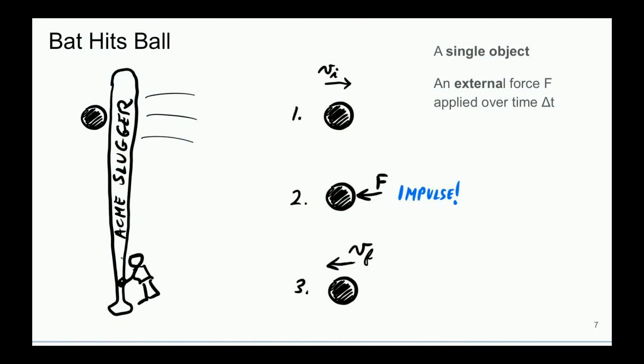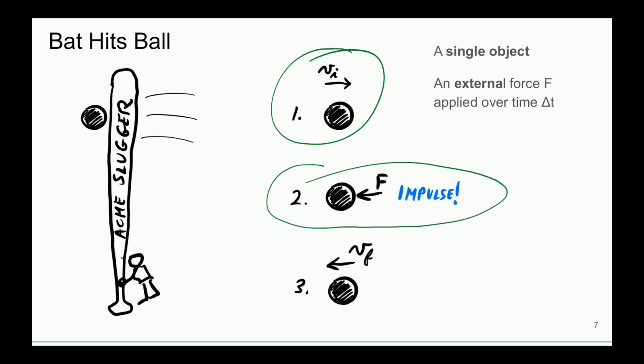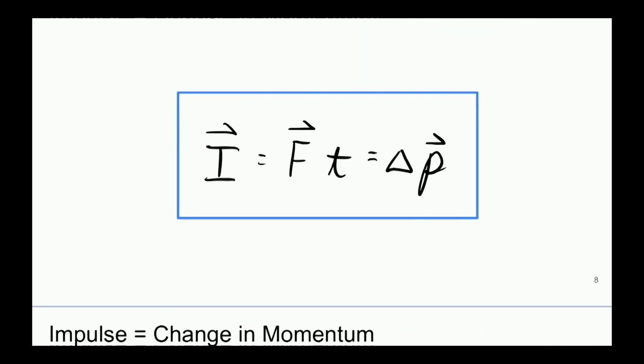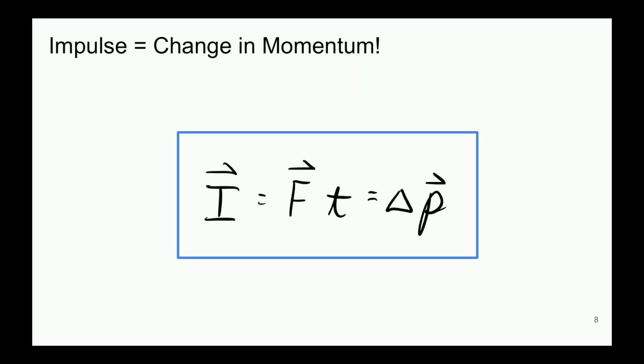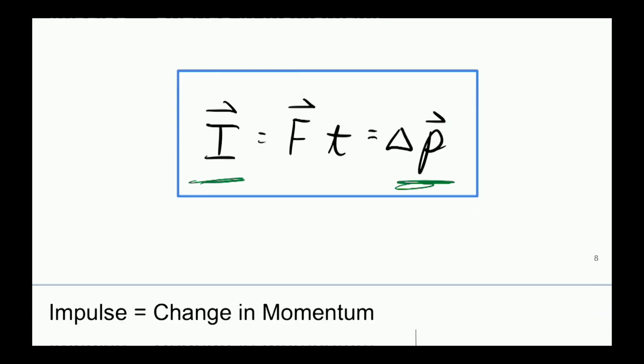All right, so now let's look at an example where a bat hits the ball. I will remind you we're looking at a single object, the ball, and the bat is external. Okay, so we have an initial velocity, and then at some point we have this impulse applied from the bat, and then finally there's a final velocity. Now what I'm going to claim is that the impulse applied by the bat is equal to the change in momentum of the ball, right?